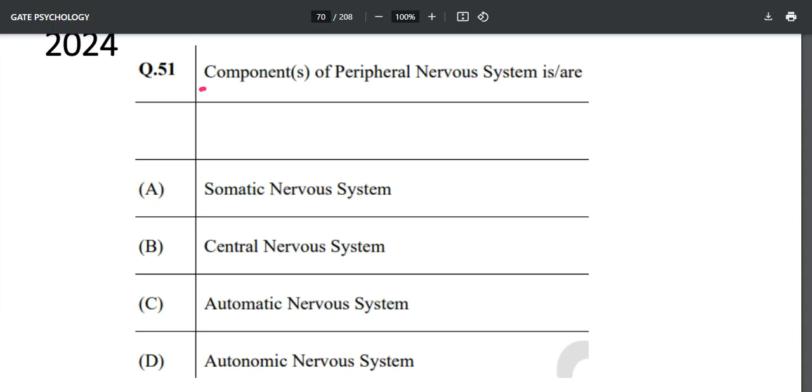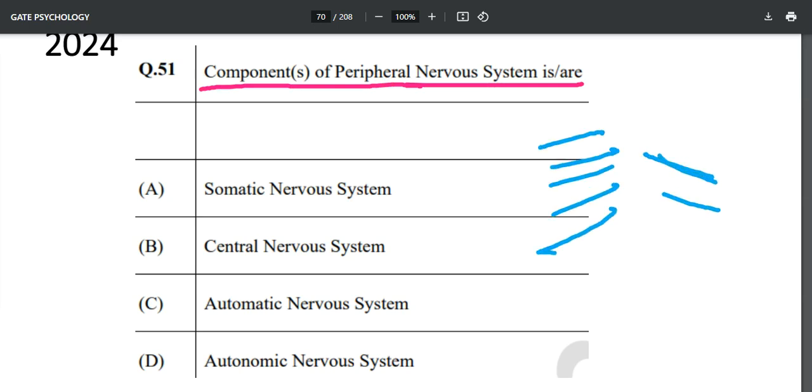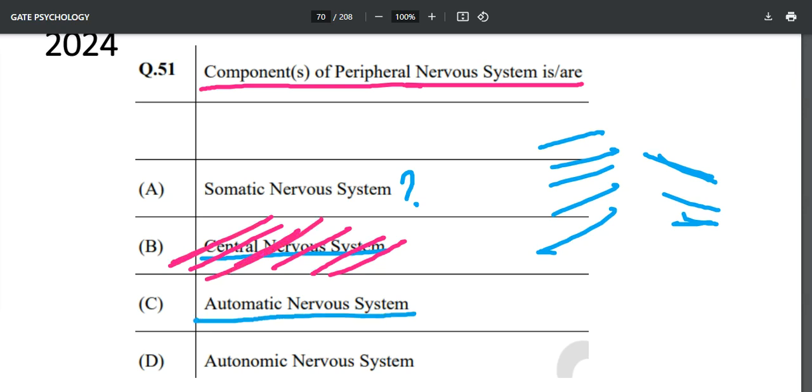Now the question is asking components of the peripheral nervous system, it means the blue one. So in the blue one, are we having the somatic nervous system? We don't know. Central nervous system, definitely not. This is not going to be the answer. Automatic nervous system, we don't know, and autonomic nervous system, we don't know.